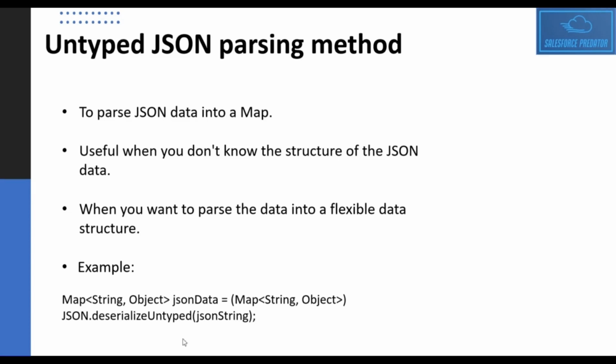Okay. So we have the deserializeUntyped method from the JSON utility class, which we can use to parse the JSON request. So you just have to pass the JSON string as a parameter to this method, and it will return a Map of String comma Object, where String would be the key and Object would be the value. Okay.